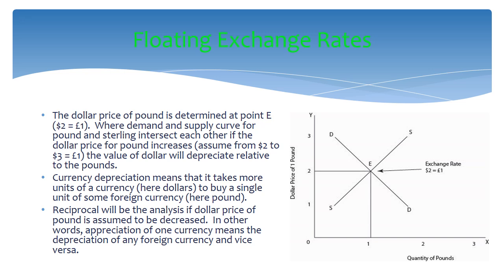If the dollar price for pound increases, assume from $2 to $3 equals 1 pound, the value of dollar will depreciate relative to the pound. Currency depreciation means that it takes more units of a currency, here dollars, to buy a single unit of some foreign currency, here pound. Reciprocal will be the analysis if dollar price of pound is assumed to be decreased. In other words, appreciation of one currency means the depreciation of any foreign currency and vice versa.